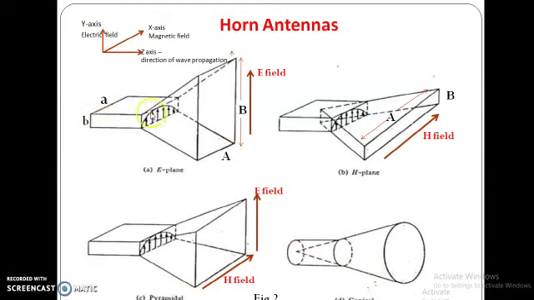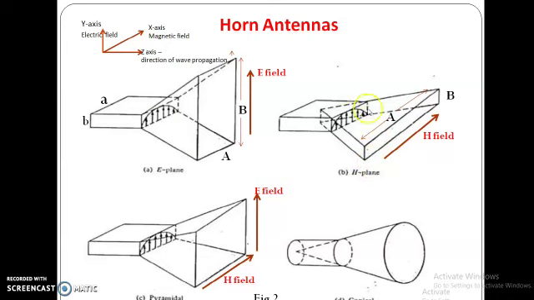Here we make the E-plane flare, and the E-plane is in the Y direction, so this is the b dimension, this is the b side, and this is called the a side. It remains the same as small a. The electric field is in this direction, and if you see, the electric field is maximum at the center and minimum towards the edges.